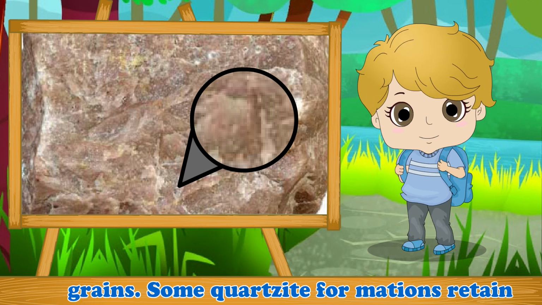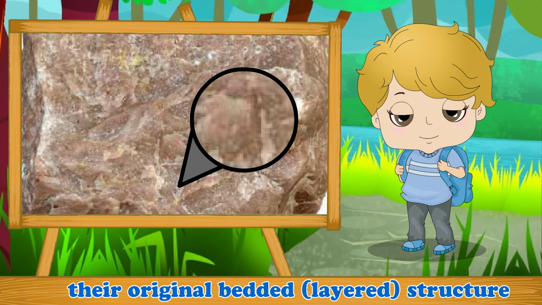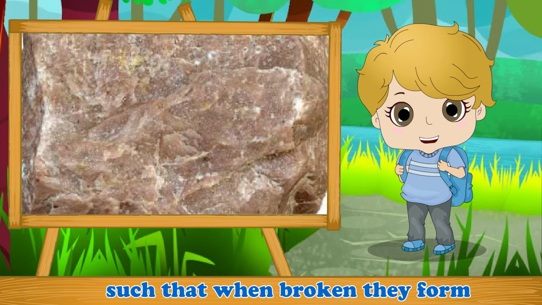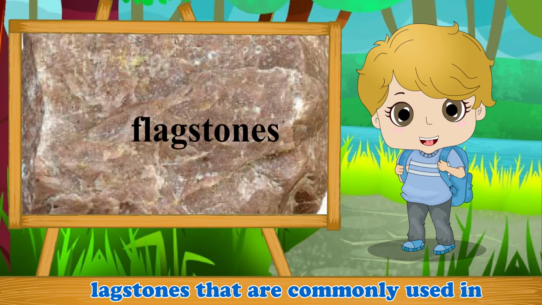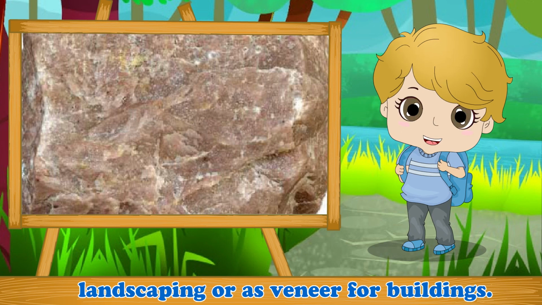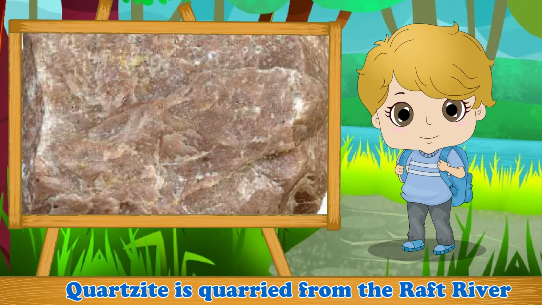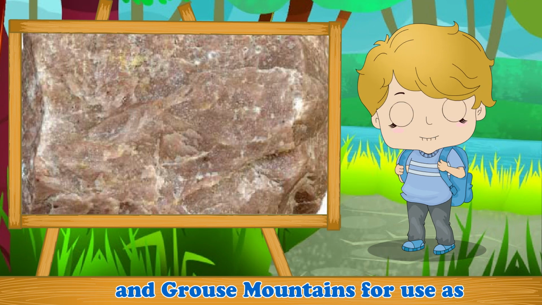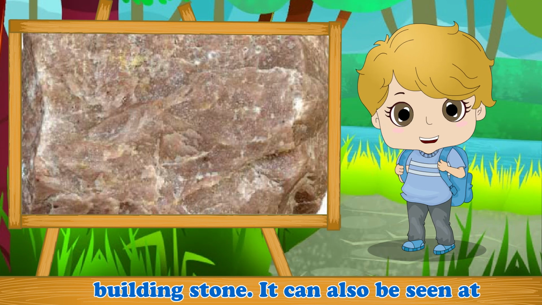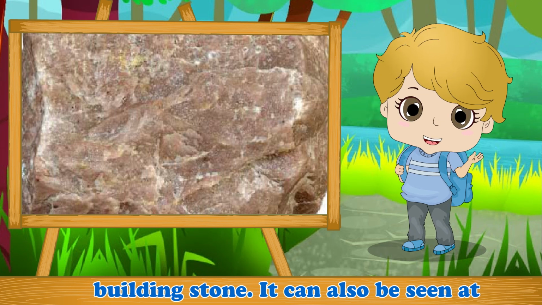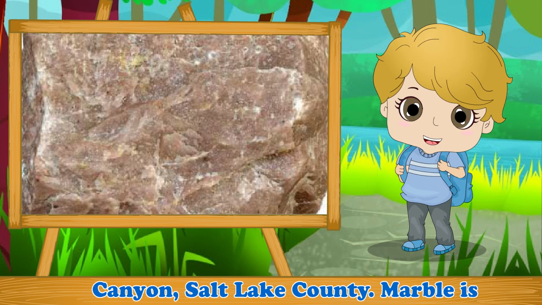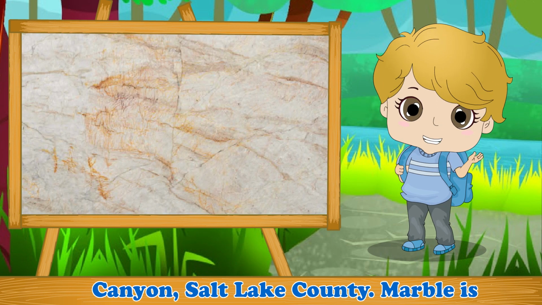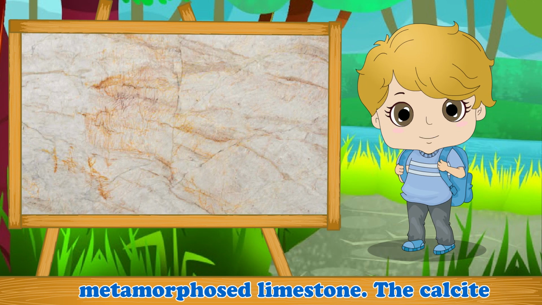Some quartzite formations retain their original bedded, layered structures such that when broken, they form flagstones that are commonly used in landscaping or as veneer for buildings. Quartzite is quarried from the Raft River and Grouse Creek Mountains for use as building stone. It can also be seen at Storm Mountain in Big Cottonwood Canyon, Salt Lake County. Marble. Marble is metamorphosed limestone.